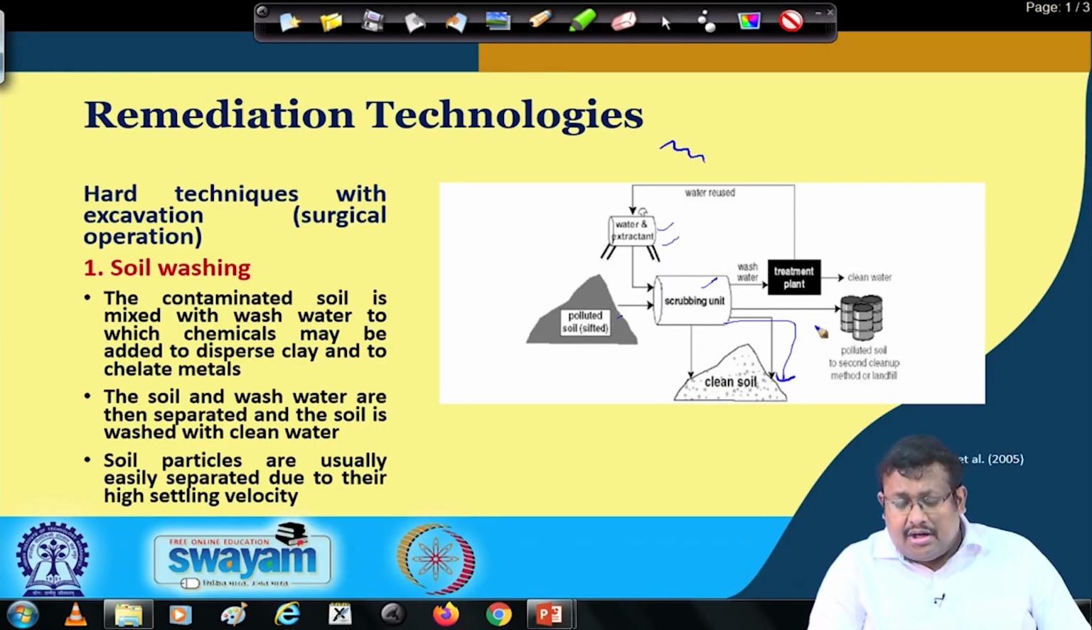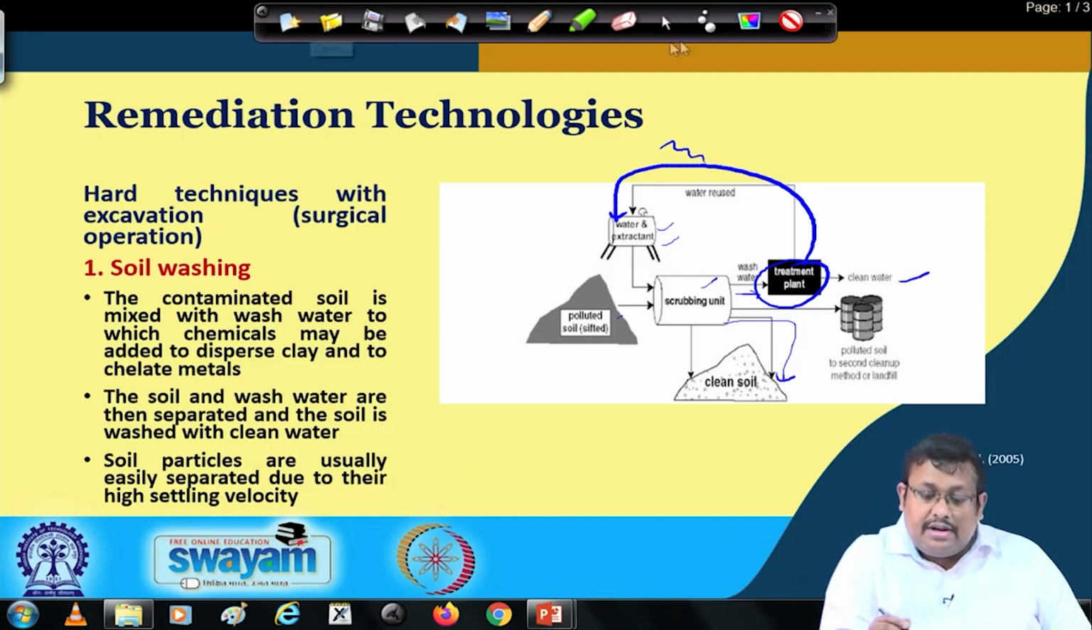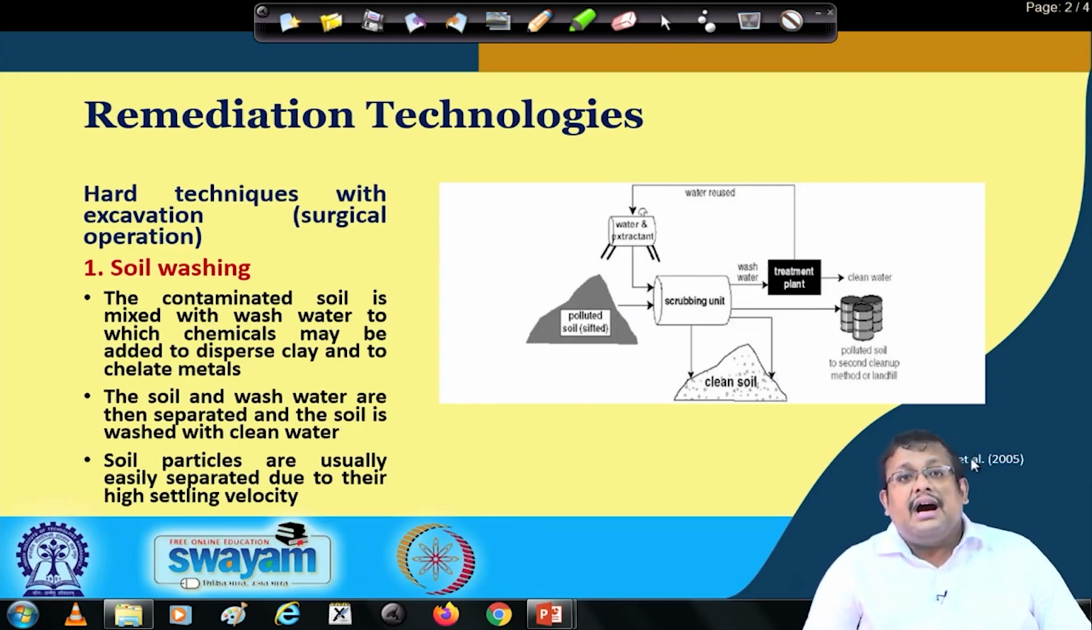However, the polluted water will be directed to a treatment plant where it will be converted to clean water, or it can be further reused. So, this is an example of the soil washing technique. Sometimes the polluted soil goes to a second cleanup method, or sometimes to the landfill. So, remember that both excavation and soil washing are basically hard techniques or surgical operations.